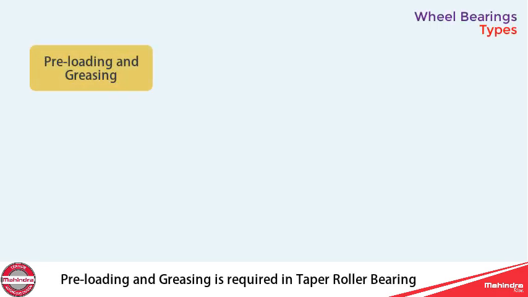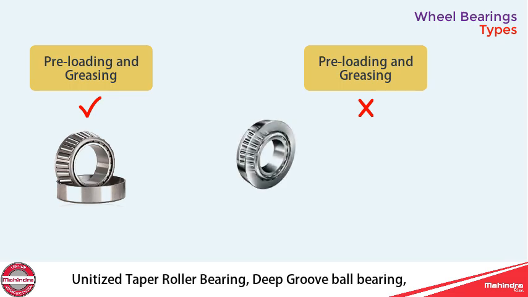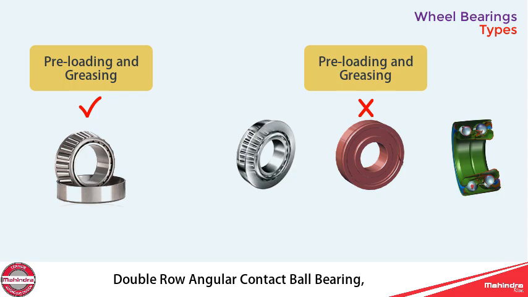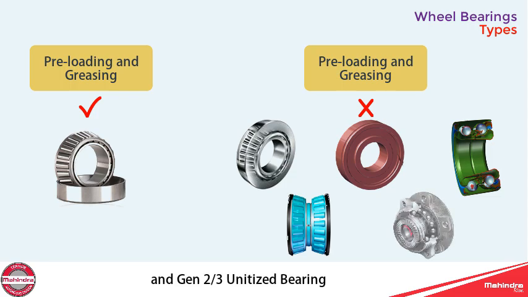Preloading and greasing is required in taper roller bearings, whereas preloading and greasing is not required in unitized taper roller bearing, deep groove ball bearing, double row angular contact ball bearing, double row unitized taper roller bearing, and Gen 2 or 3 unitized bearing.